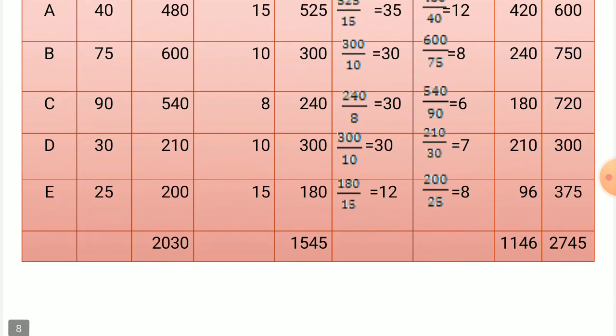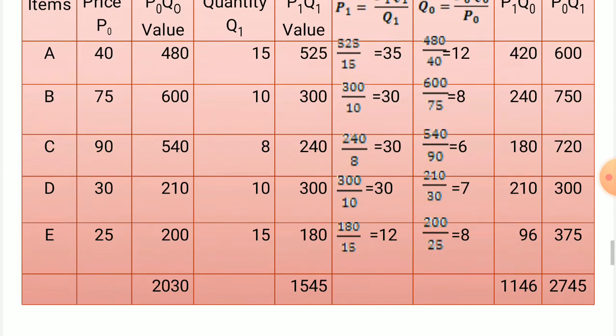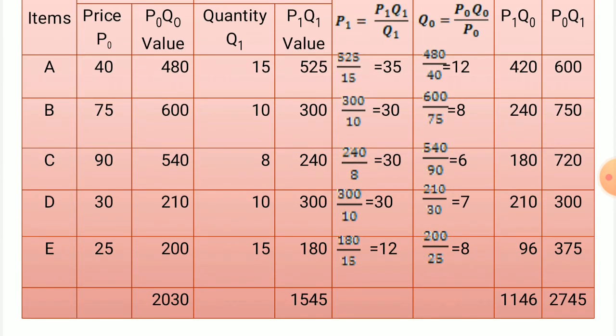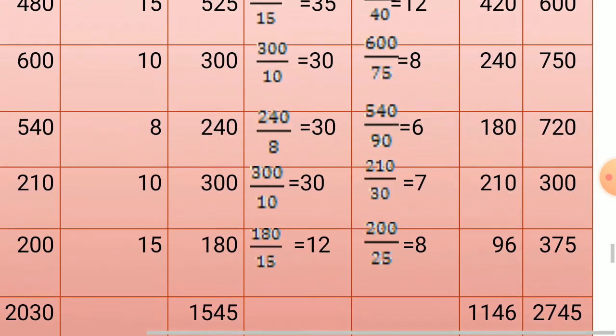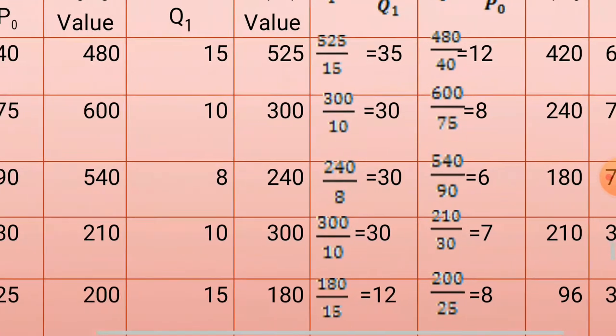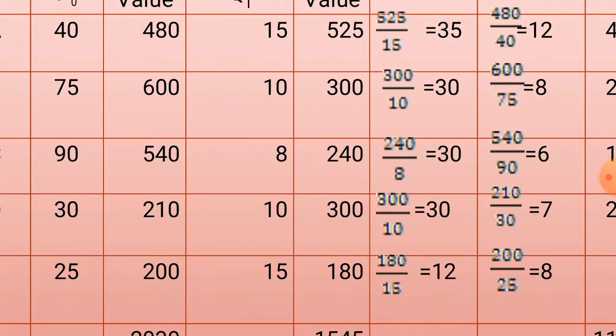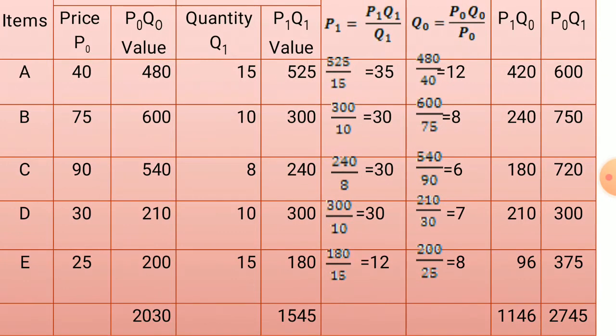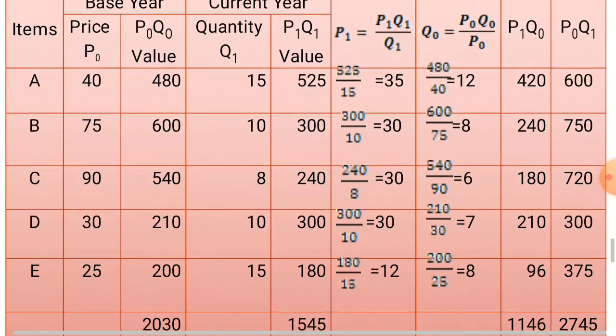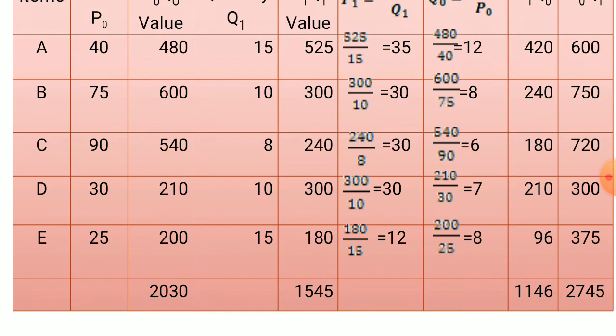Now we have to compute the sum of all these, take the sum of all these, sigma P0 Q1 2745, sigma P1 Q0 is equal to 1146, and then sigma P1 Q1 1545, sigma P0 Q0 2030.